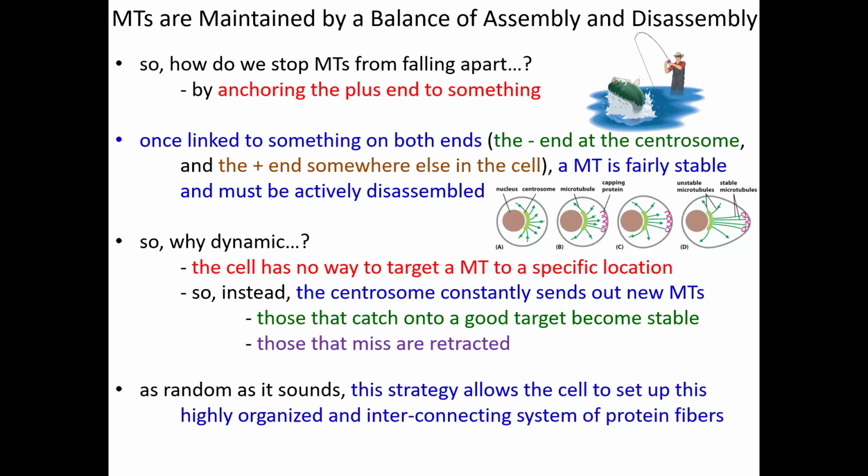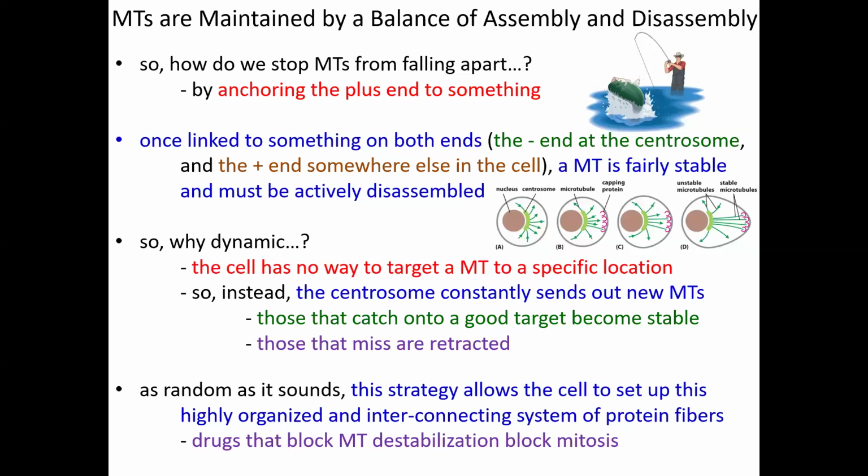So is this process random? Yeah. Is it energetically inefficient? Yeah. But the cell has no other way to do this because the cell cannot act with intention. This strategy allows the cell to set up this highly organized transport system without having the ability to intentionally build it. I'll say one other thing.